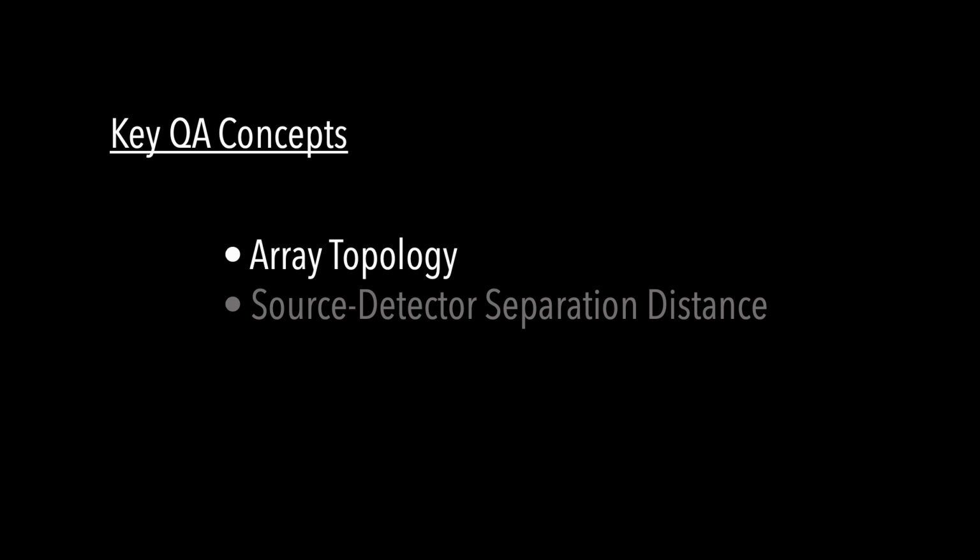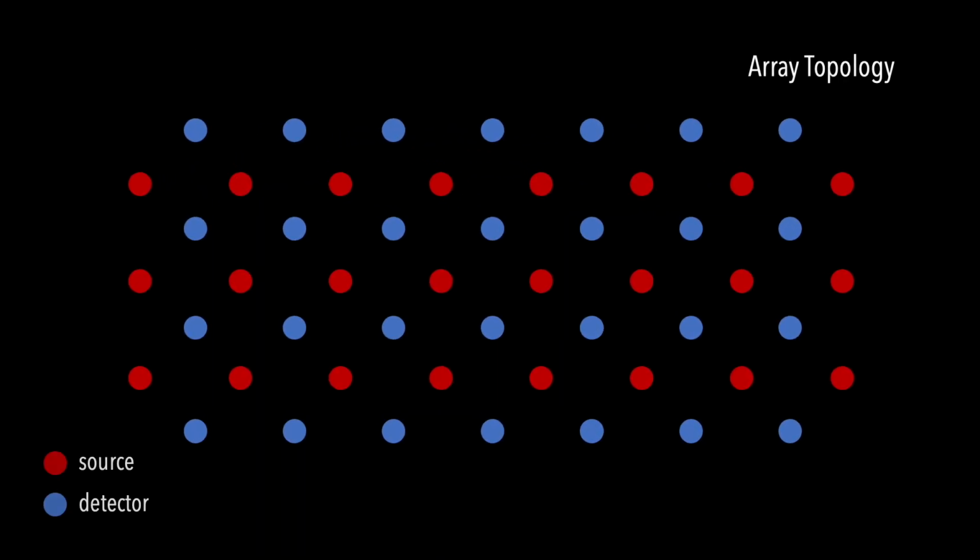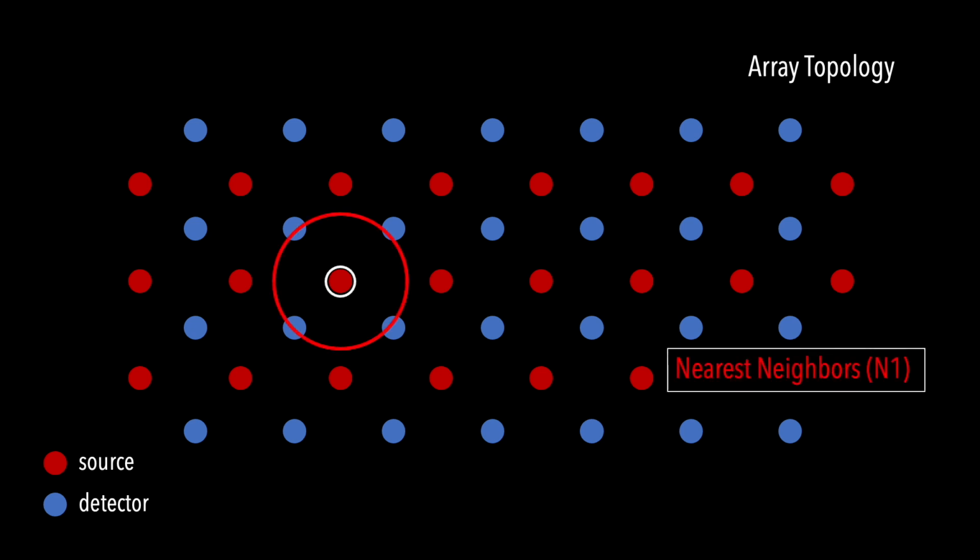The array optodes are distributed across the scalp in a three-dimensional configuration. However, several QA metrics depend more strongly on the two-dimensional relationship of optode pairs rather than their literal spatial position. This is conveniently summarized by considering a flattened layout of the array so that 2D relationships can be more easily visualized. For any source or any detector, we identify a nearest neighbor. The nearest source for a given detector, or in the example shown here, the nearest detector when considering a source.